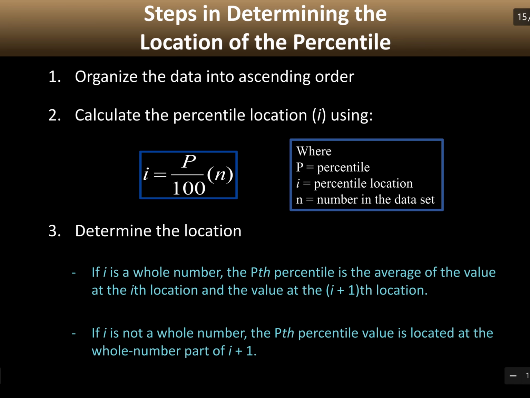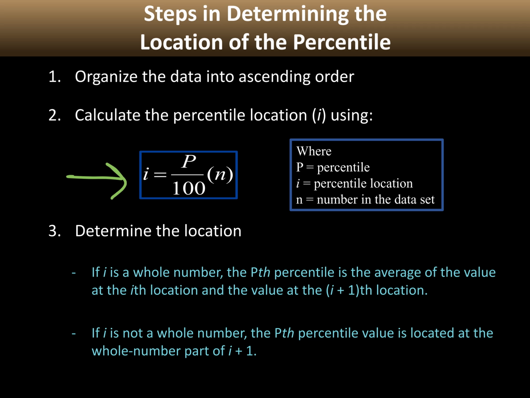So how do we organize this to calculate the percentile? You organize the data from smallest to largest, so ascending order. Then calculate the percentile location index I, which will give you the location of the percentile that you're interested in. Here's our formula. The index I is equal to the percentile you're interested in, so let's say you want the median, you would put 50 there for the 50th percentile, divide that by 100 and multiply it by the size of your data set, n.